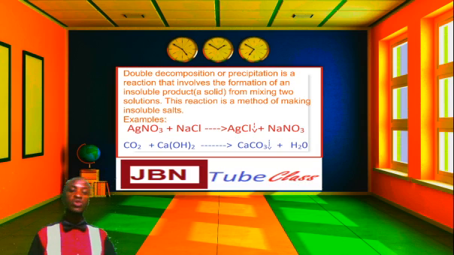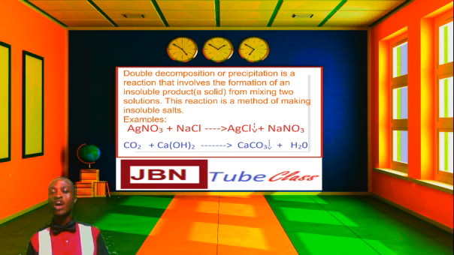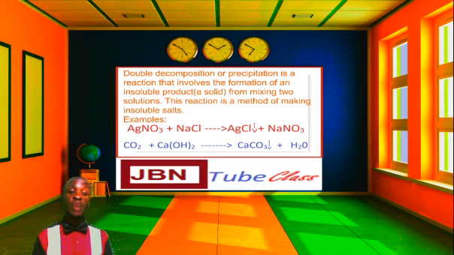Now, I want to look at the two examples of precipitation reaction below. You discover that we have two reactants and then we also have two products. That is why the reaction is referred to as a double decomposition. Double decomposition because you have two reactants, two products.